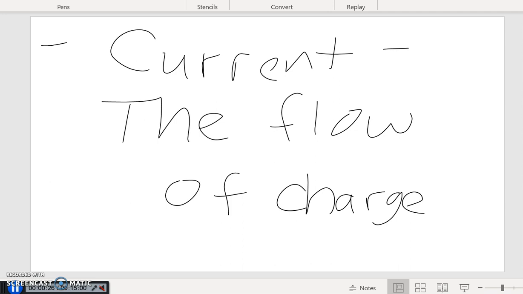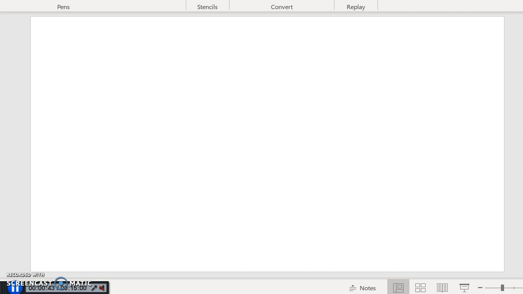So you may be wondering, how do I get charges to flow? How do I actually get charge to flow through something? What does it mean? So the first thing we want to do is define current mathematically. And mathematically, we use the symbol I for current.